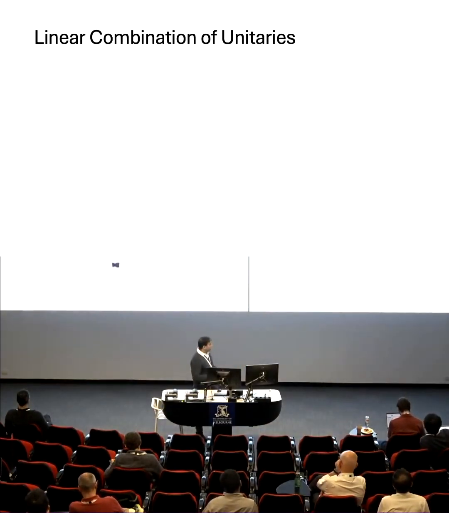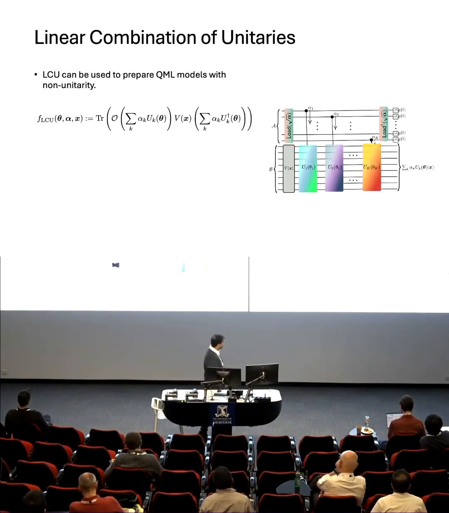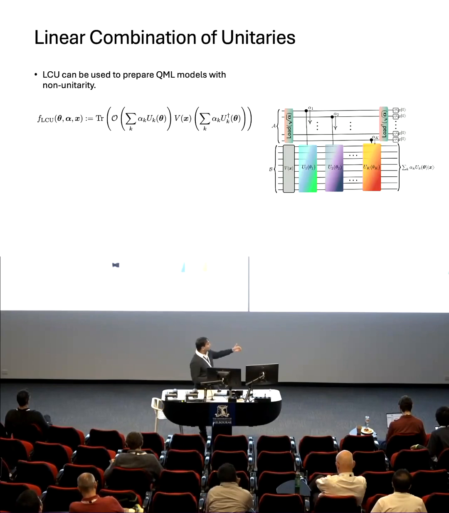So one of the canonical ways of implementing non-unitarity is the linear combination of unitaries framework. Here, what we do is we construct QML models which look like this, where they are a distribution over a linear combination of unitaries. So a protocol usually looks like this, where you load the alphas. Then based on the alphas, you control your unitaries, and then you do some post-selection to get a state which looks like the linear combination of unitaries.